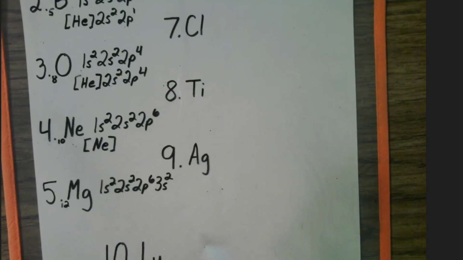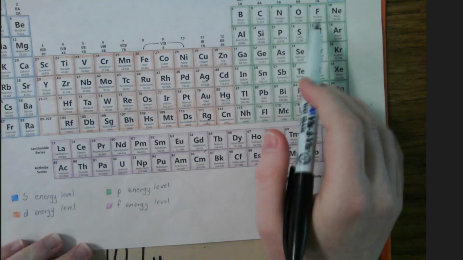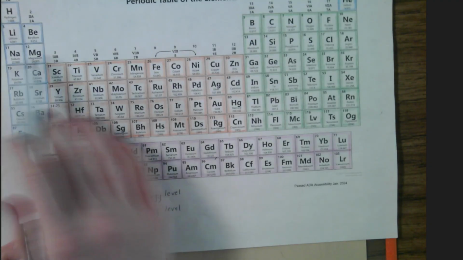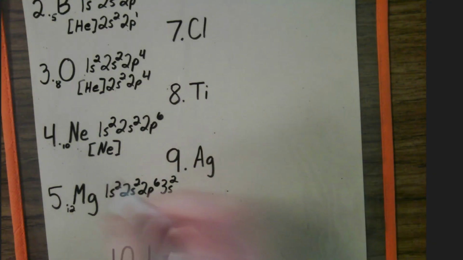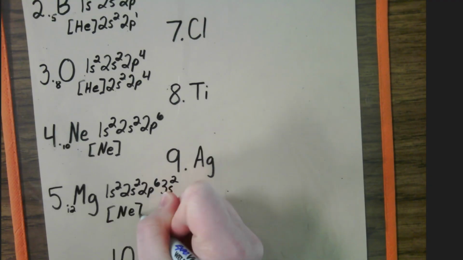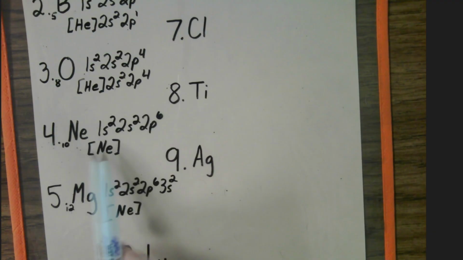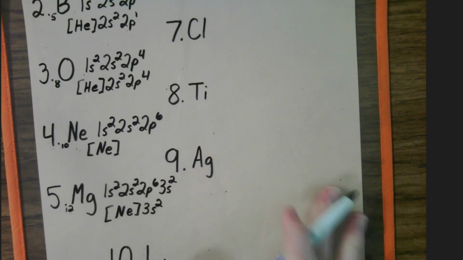Our noble gas notation for magnesium, we're going to grab our periodic table again. We're going to look back. Here's magnesium, it's got 12. And then we're going to go backwards. Neon is our closest noble gas. So we're going to put Ne. And since we learned from our last problem that this is the same as this, all we have to do is bring down 3s2. And there's ours for magnesium.